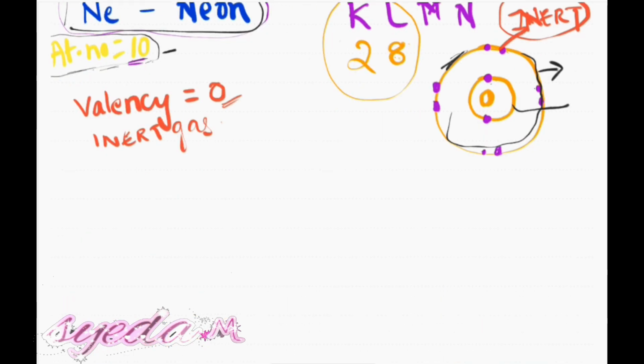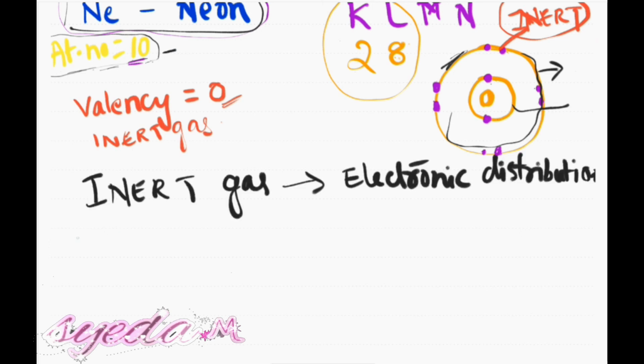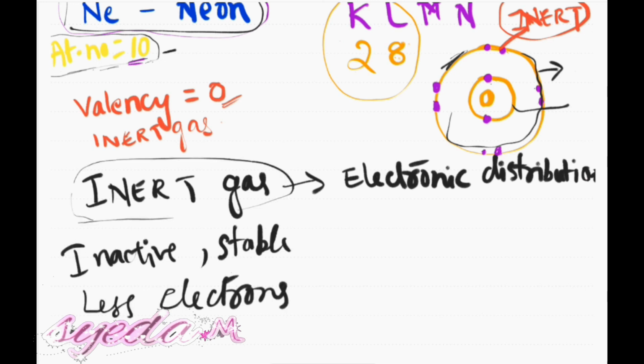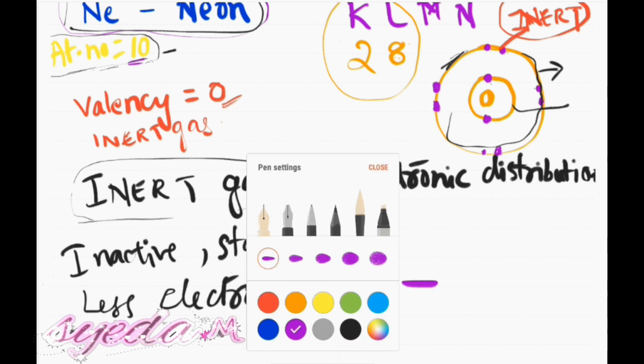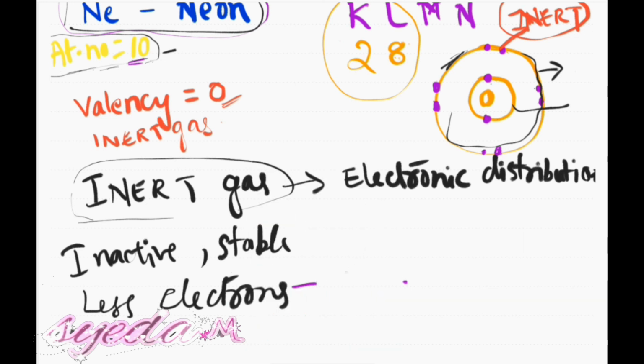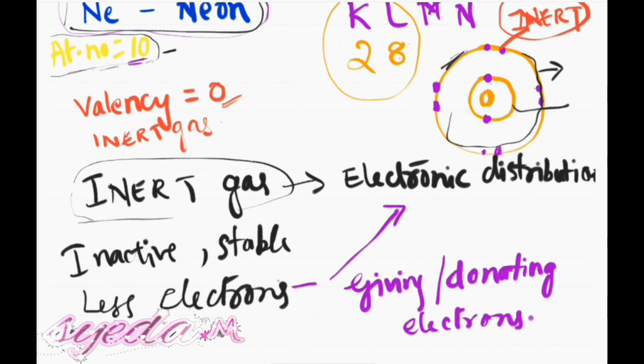How are they going to complete it? All the elements are going to try to complete the inert gas electronic distribution. Those which have fewer electrons try to attain the electronic configuration of inert gases by giving or donating electrons. Hope you have understood.